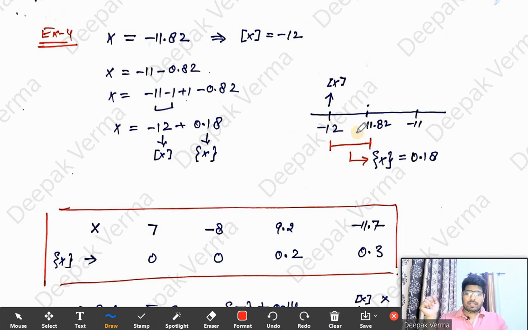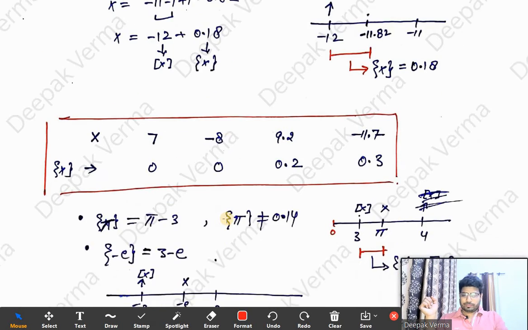Now since we know that the fractional part is the distance between the number and its integral part, this is the number and this is the integral part. Now find out the distance difference. You can find it out yourself. We get 0.18. Or simply, if you are supposed to find out only the fractional part, what should you do? Subtract 0.82 from 1. 1 minus 0.82. Got it? You will get the fractional part as positive.